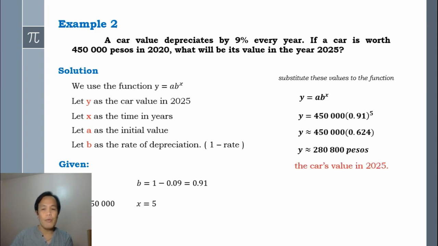And we multiply 450,000 by 0.624, that is approximately 280,800 pesos. So our car's value in 2025 will be approximately 280,800 pesos. With a starting value of 450,000 pesos in 2020, the car's value in 2025 will be 280,800 pesos. So this problem is an example of exponential decay. The initial value decreases considering the amount of time involved.